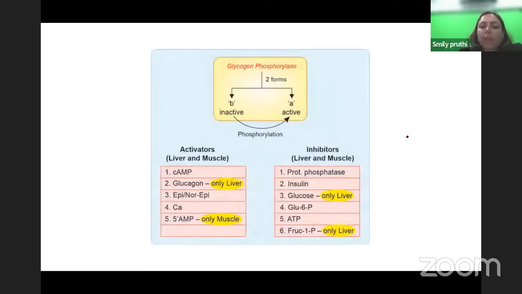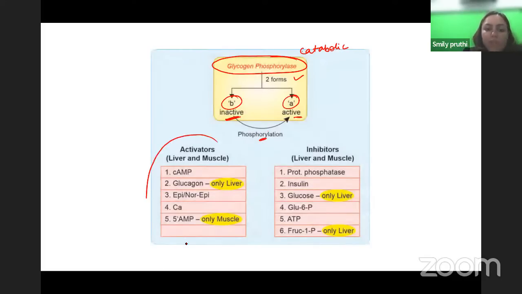Okay. So the glycogen phosphorylase question we were doing. This glycogen phosphorylase has two forms, small b and small a. Small b is inactive and small a is active. This is a catabolic enzyme helping in glycogen breakdown. So this enzyme is active in its phosphorylated state. So anything which will phosphorylate the enzyme is the activator, and anything which will inhibit the enzyme is the inhibitor.